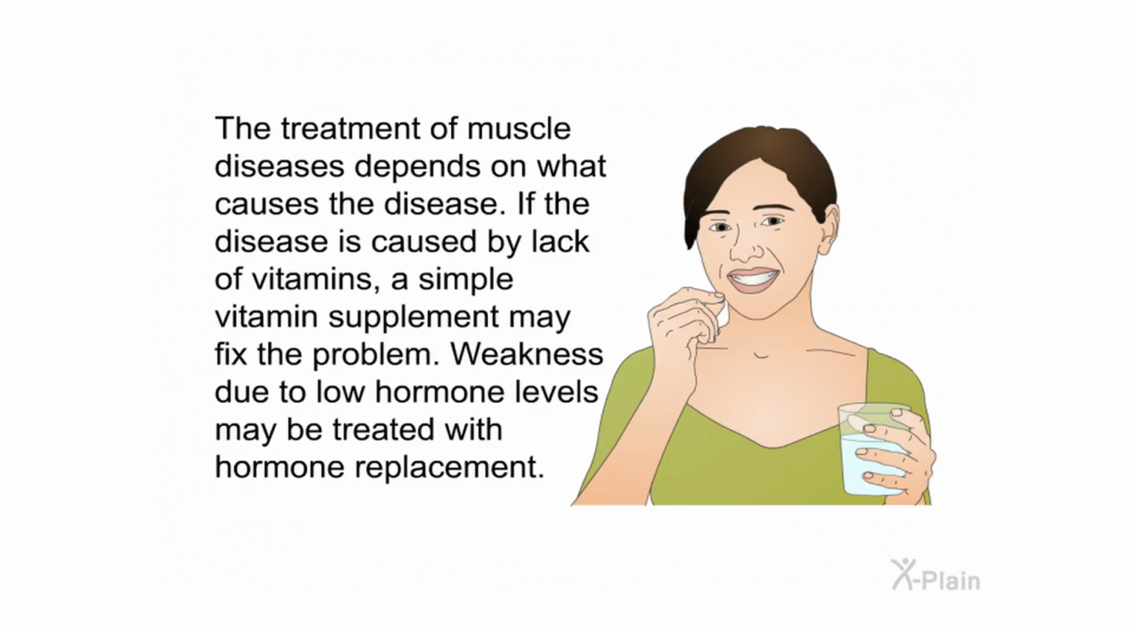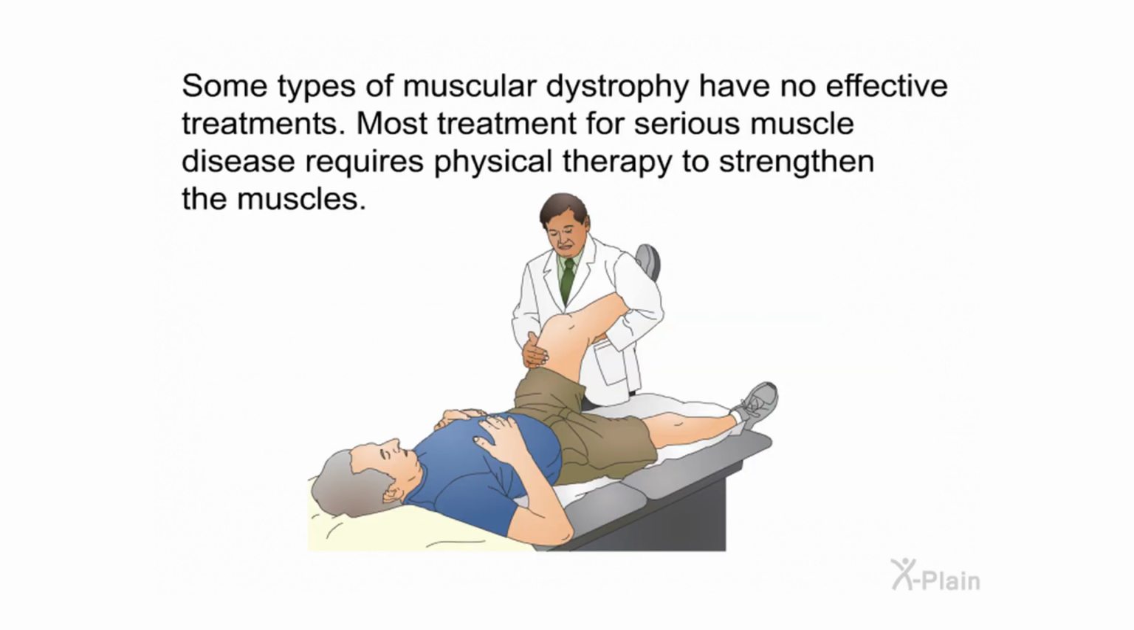The treatment of muscle diseases depends on what causes the disease. If the disease is caused by lack of vitamins, a simple vitamin supplement may fix the problem. Weakness due to low hormone levels may be treated with hormone replacement. Some types of muscular dystrophy have no effective treatments. Most treatment for serious muscle disease requires physical therapy to strengthen the muscles.